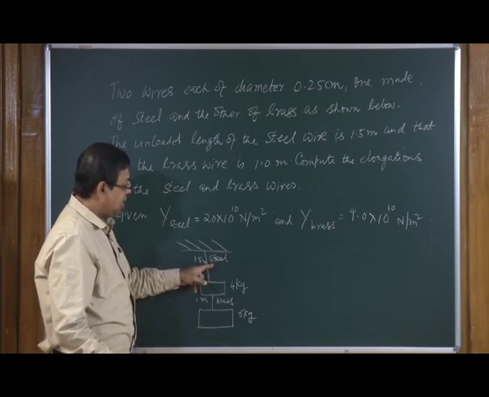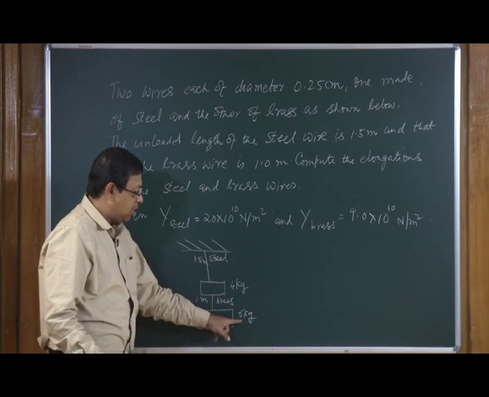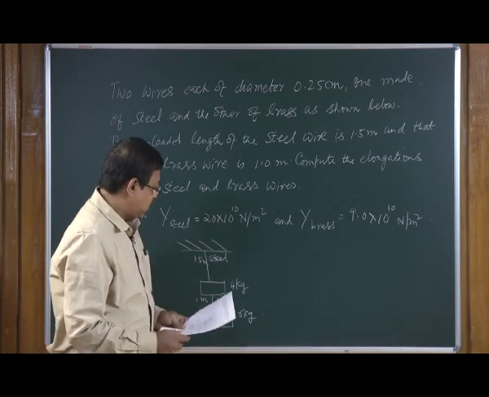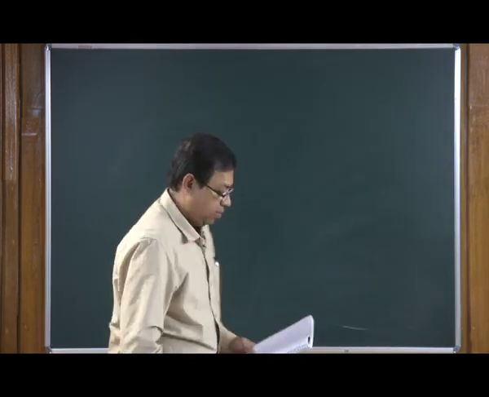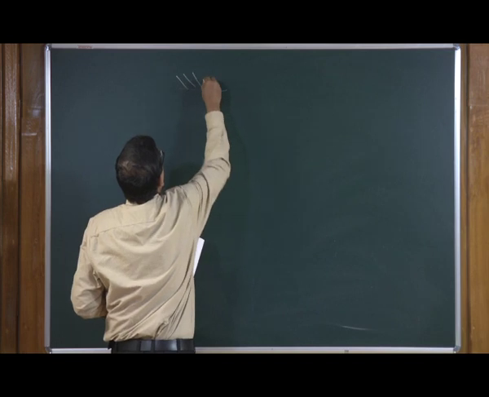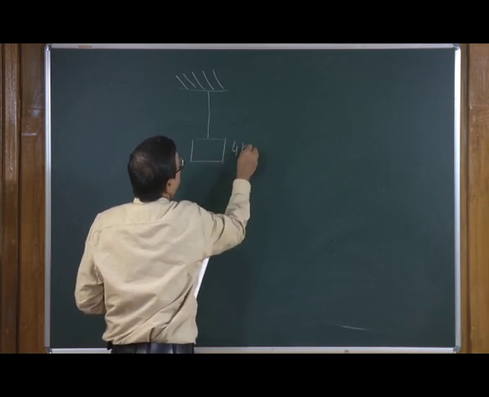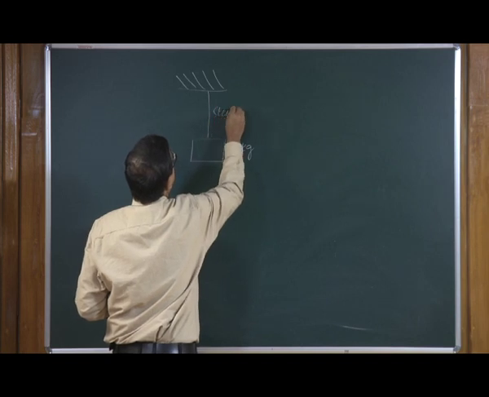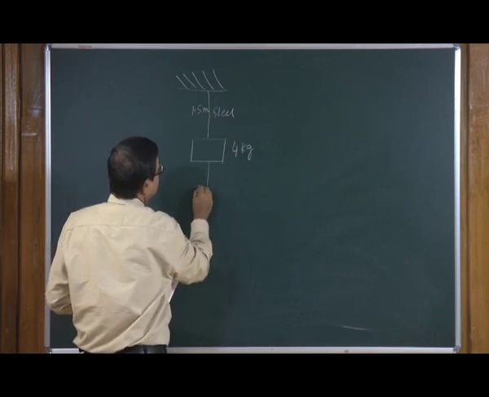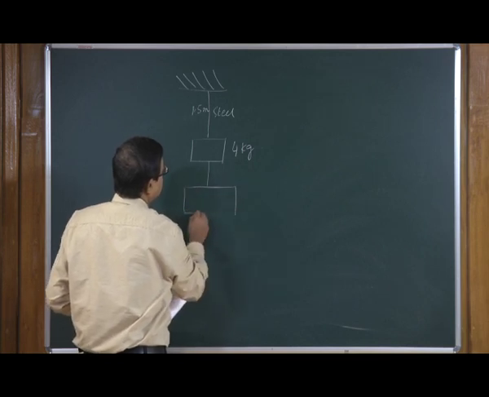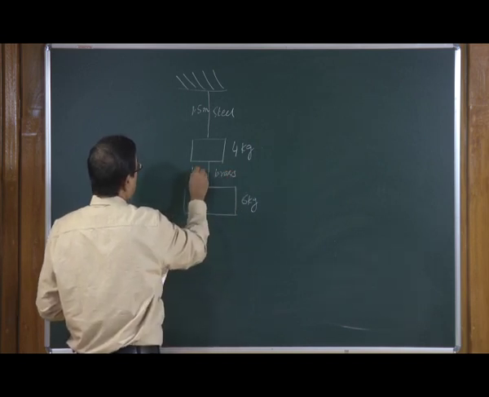The steel wire is subjected to a load of 4 kgs and the brass wire is subjected to a load of 6 kgs. You need to calculate the elongations of the steel and the brass wires. So, let us do this problem. There is a rigid support here, there is a steel rod which is loaded with a weight of 4 kg. This is steel, this is 1.5 meter long, there is a 1 meter long brass wire which is loaded with 6 kg, this is brass and this is 1 meter.